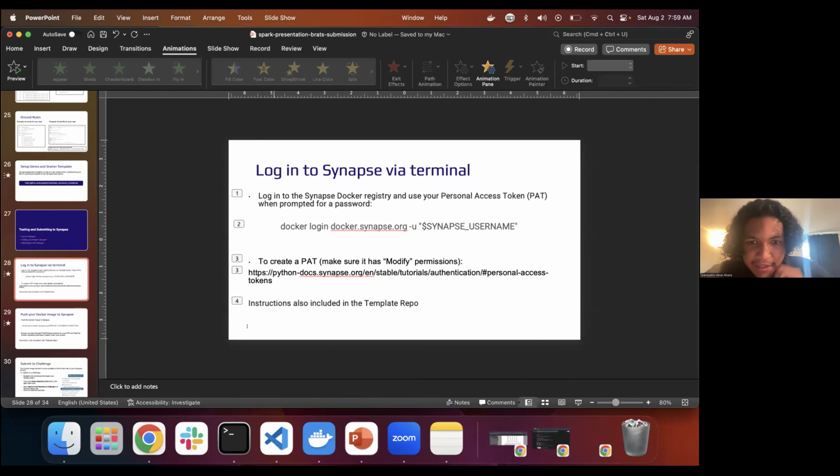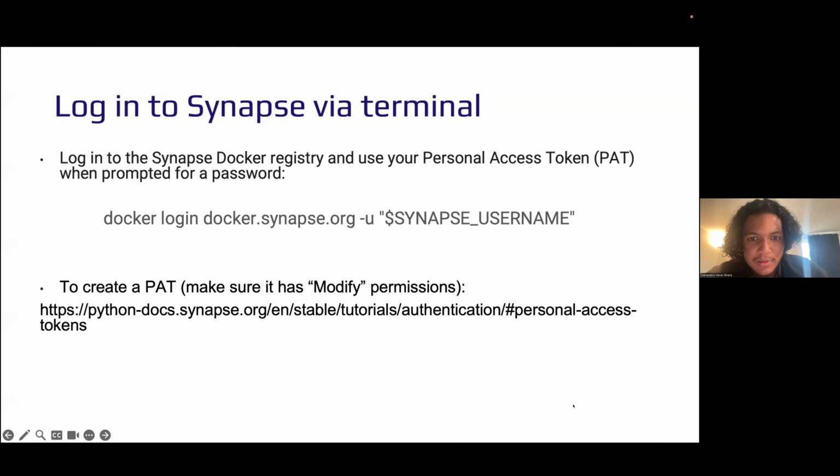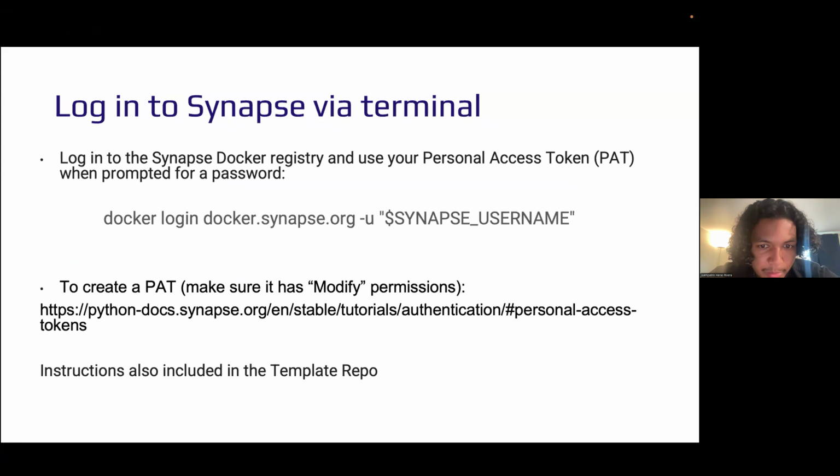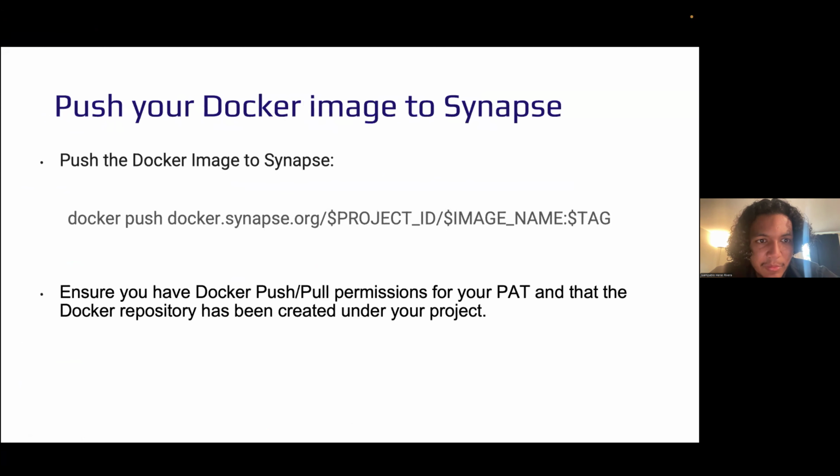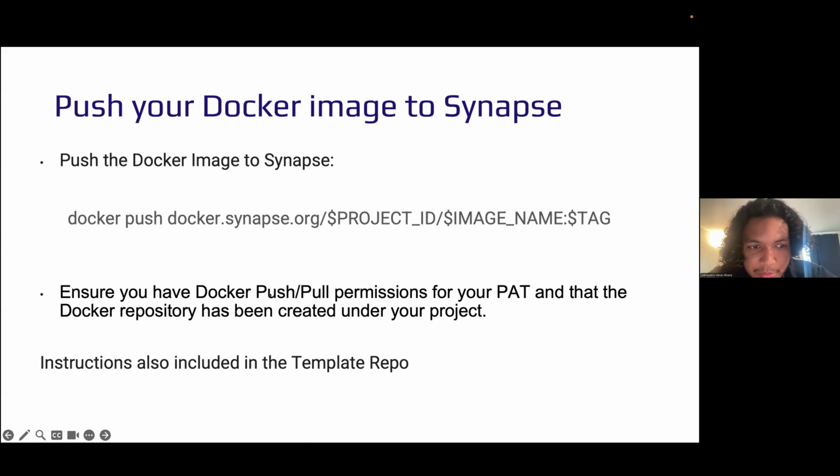So in the slides, I pretty much just went through everything that we went through. I will do Docker login using our personal access token. We'll push our image to Synapse using this, and make sure that when you create your personal access token, you have permissions to do push and pull, etc. I usually just give the personal access token full permissions to avoid any issues.